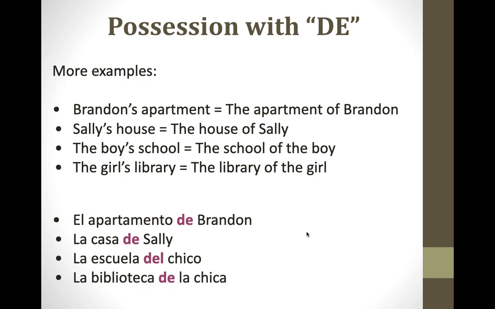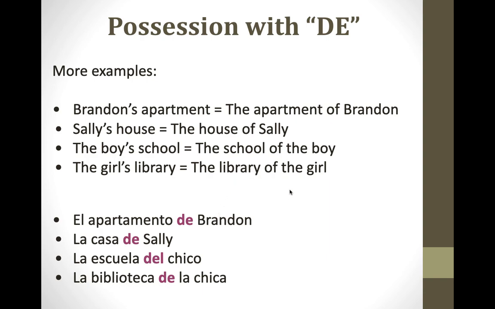So the boy's apartment or Brandon's apartment would be el apartamento de Brandon. Sally's house would be la casa de Sally. The boys' school would be la casa del chico. Remember, de plus el is del. And the library of the girl or the girl's library would be la biblioteca de la chica.